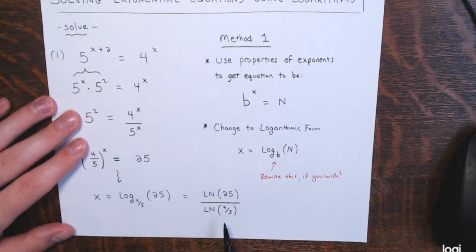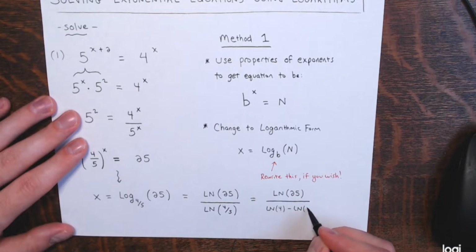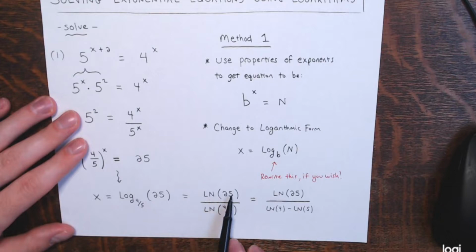And if you don't like having a fraction inside your logarithms, you can use that quotient rule. So the numerator is the natural log of 25. The denominator is, if I use the quotient rule, the natural log of 4 minus the natural log of 5. Right? All these are the same. The log base 4/5 of 25, the natural log of 25 divided by the natural log of 4/5, the natural log of 25 divided by the natural log of 4 minus the natural log of 5. All of these are the same number.